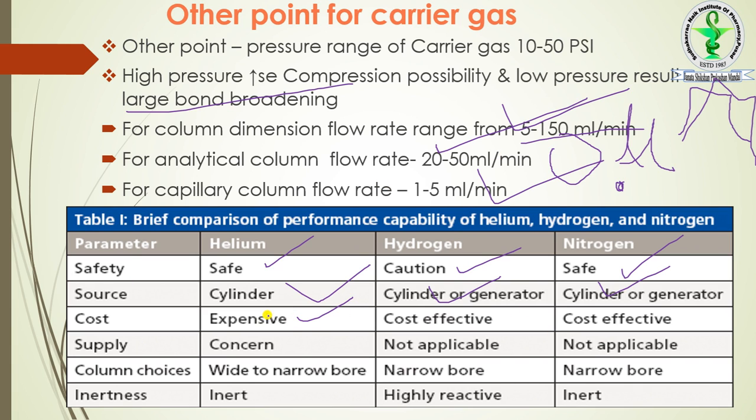Helium is expensive, and it has many drawbacks and is also expensive. Nitrogen is cost effective. Supply is also a concern, because we have to check whether it is available or not. In the case of hydrogen and nitrogen, we are not required to depend on supply because they can be generated. We can generate them in the lab, so we are not dependent on others. We prepare it in our own lab.